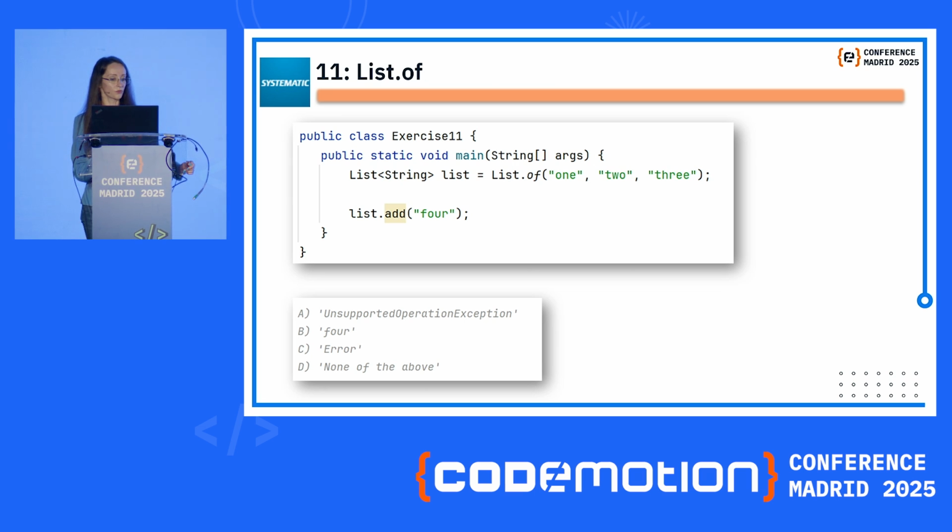So we have a list of 1, 2, and 3, and I try to add a 4 string, a word, over there. What will happen when we run this code? Among the options are A, unsupported operation exception. Option B, we will get a 4. Option C, we will get an error. And option D, none of the above.